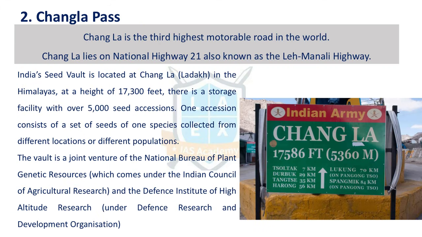Next issue is Changla Pass. Changla Pass is the third highest motorable road in the world. Changla lies on the National Highway 21. It is also known as Leh Manali Highway. This one is news because of the LAC conflict between India and China. India's seed vault is located in the Changla. Changla is located in Ladakh region.